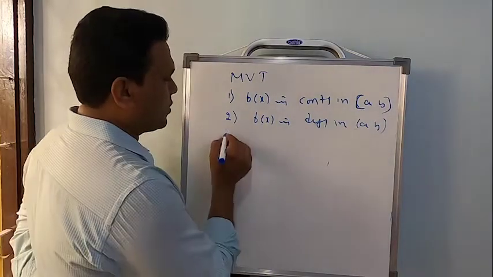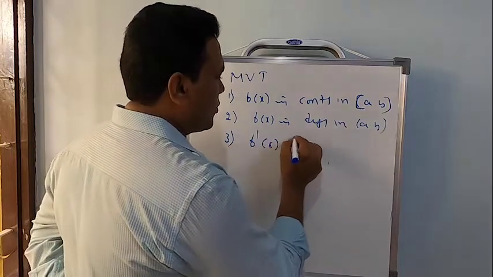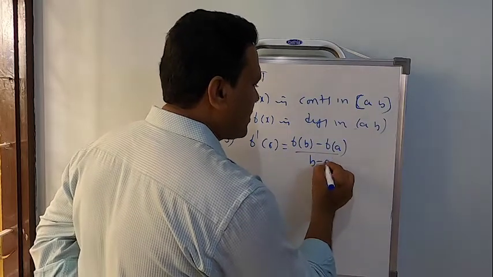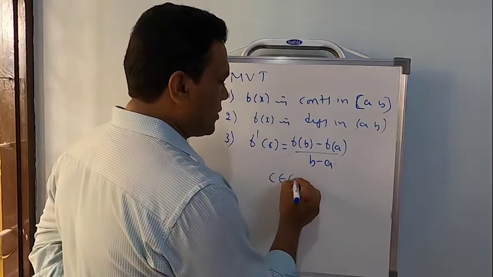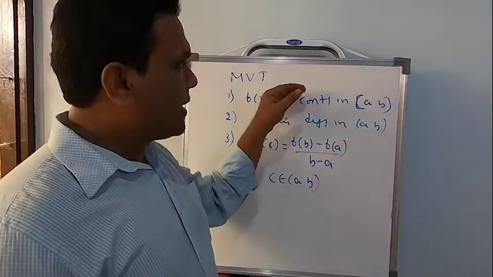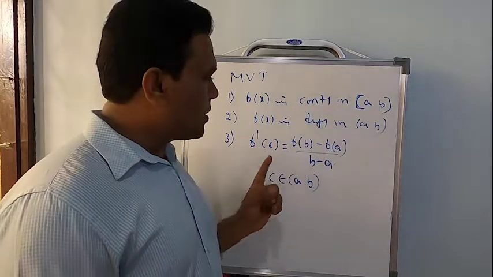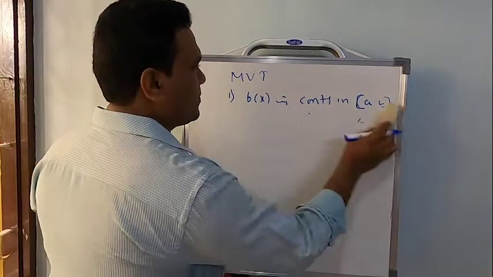Now the third condition: f dash of c will be equal to f of b minus f of a by b minus a. So by using this condition, we have to find the value of c which belongs to the open interval a comma b. So the first and second conditions remain the same in the mean value theorem and Rolle's theorem. Only the third condition varies. So let's see the problem based on this.